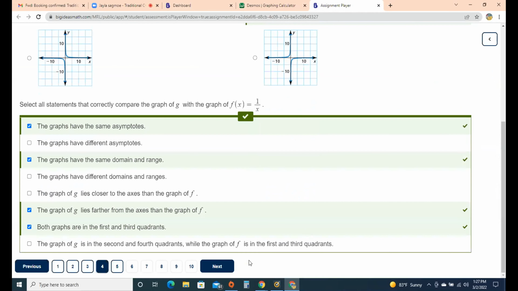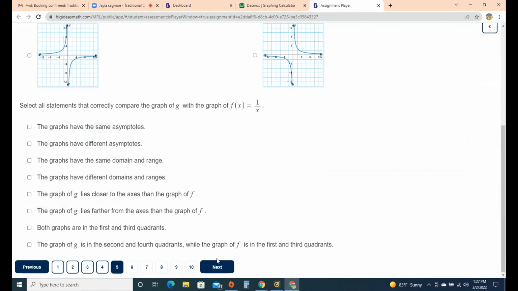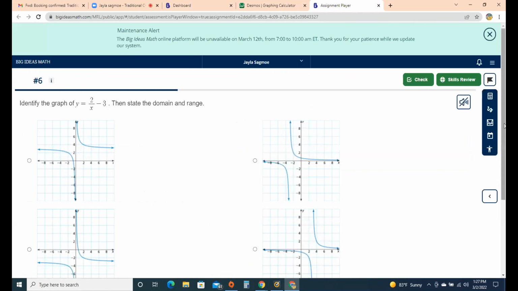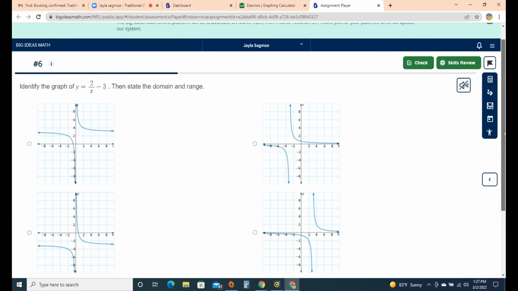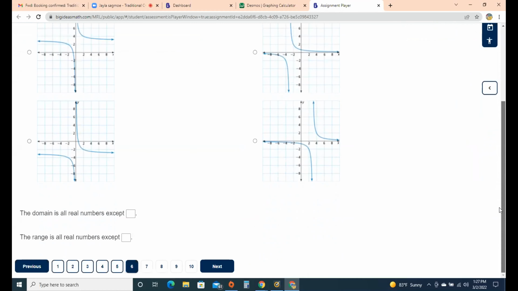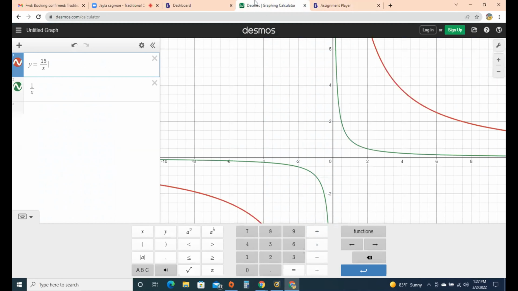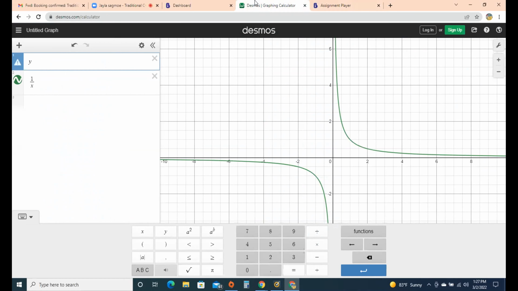Cool. Okay, now I'll see if there's any other ones. Let's see if there's different ones, like you said. Okay, this one is different here. Scroll down. Let me see what the full question is. Okay, perfect. Go to your Desmos and graph y equals 2 over x minus 3.